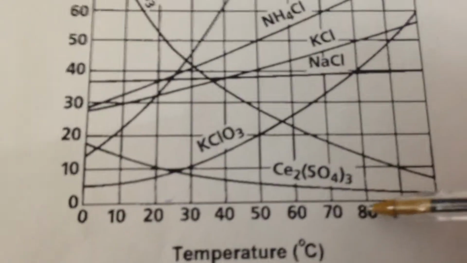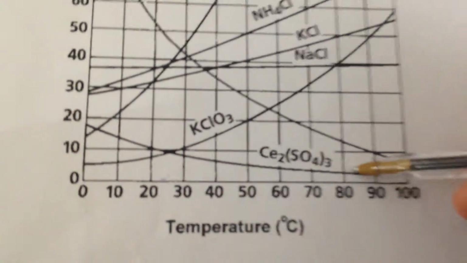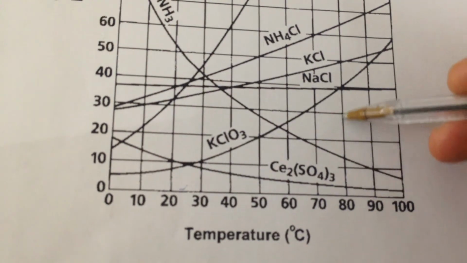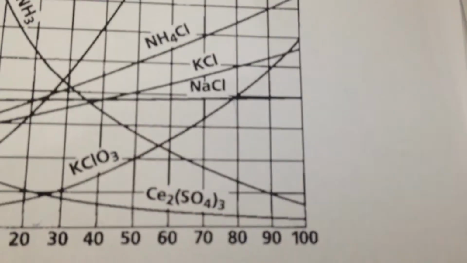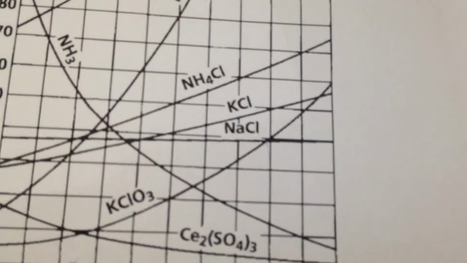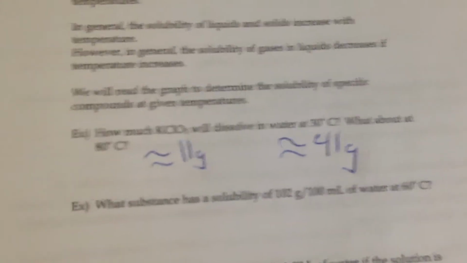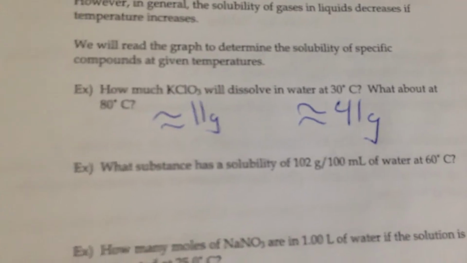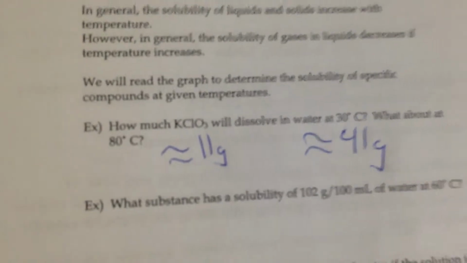So if we come over to 80 degrees Celsius here and move up to KClO3, we're going to hit it right here, which is at approximately, I'm going to say 41 grams. As you can see, as it gets warmer, you're going to have more dissolving. That just goes back to kinetic molecular theory and the collision theory. As there's more kinetic energy, the molecules are moving, there's going to be more dissociation and dissolving.